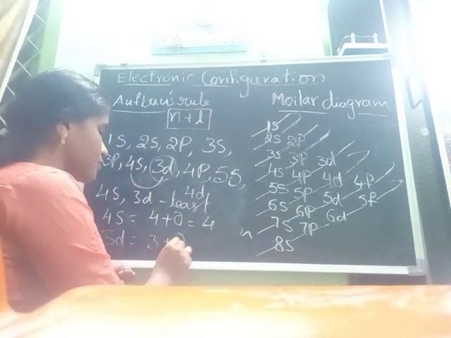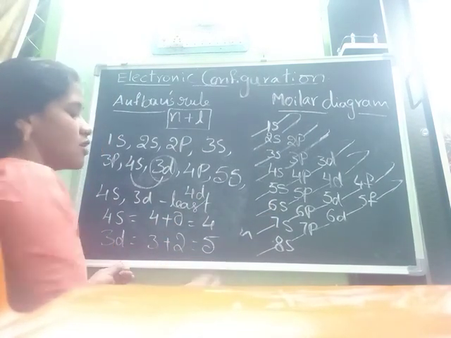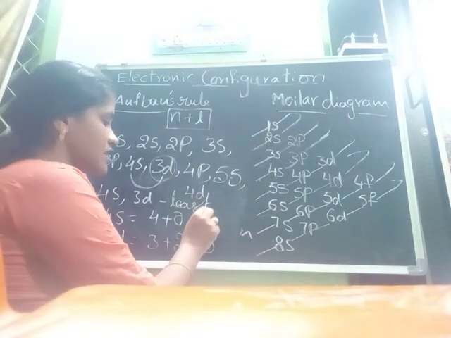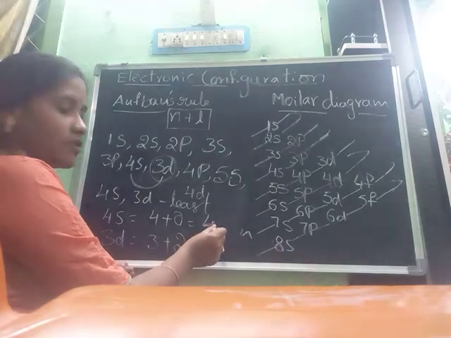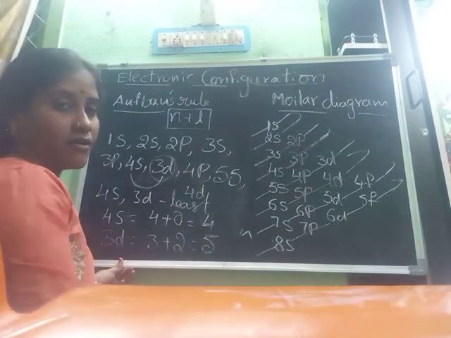So 3 plus 2, how much will you get? 5. This is the 4 and this is the 5. What is 4s? You will get the 4 value. But for 3d you will get the 5.